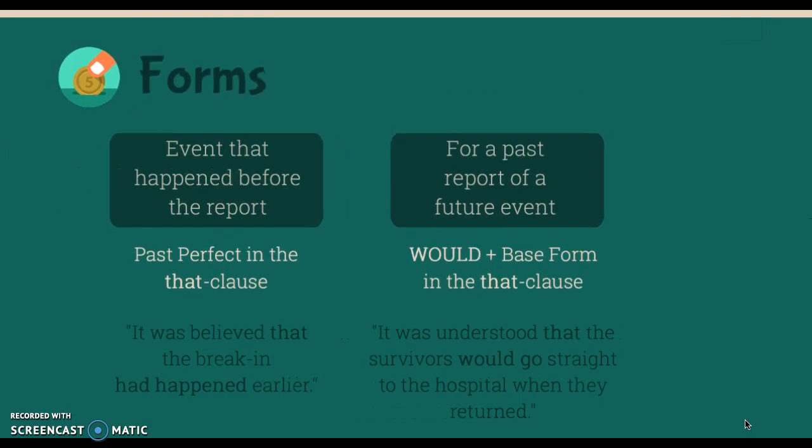Well, to report an event that happened before the report, you have to use past perfect in the that clause. For example, it was believed that the break-in had happened earlier. Well, and finally, for a past report of a future event, you have to use would plus base form in the that clause. For example, it was understood that the survivors would go straight to the hospital when they returned.